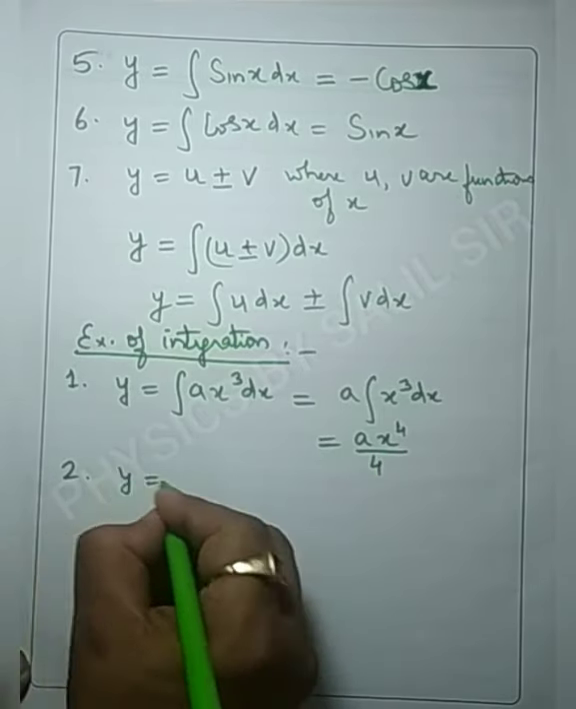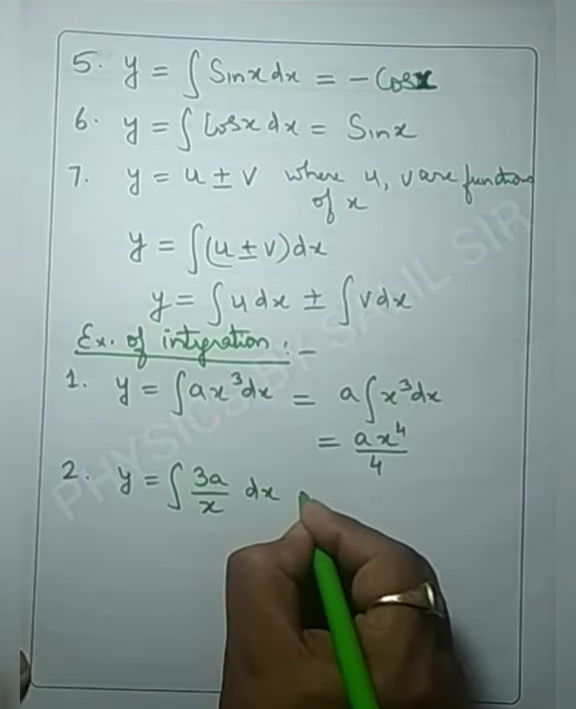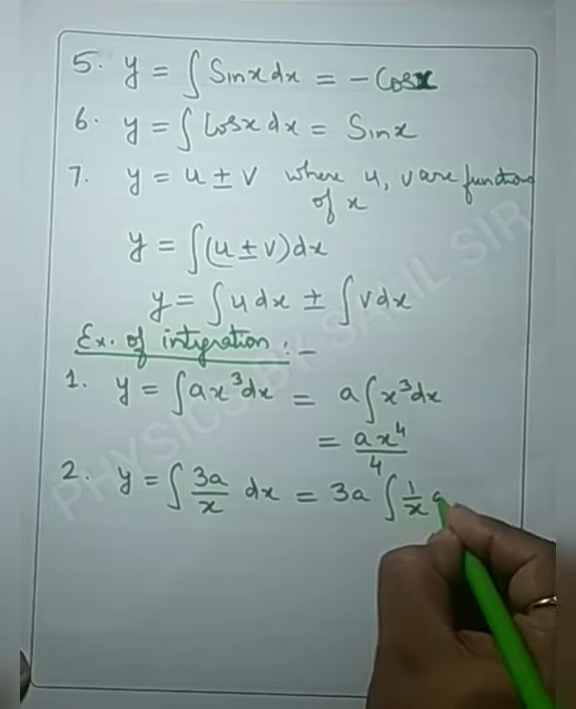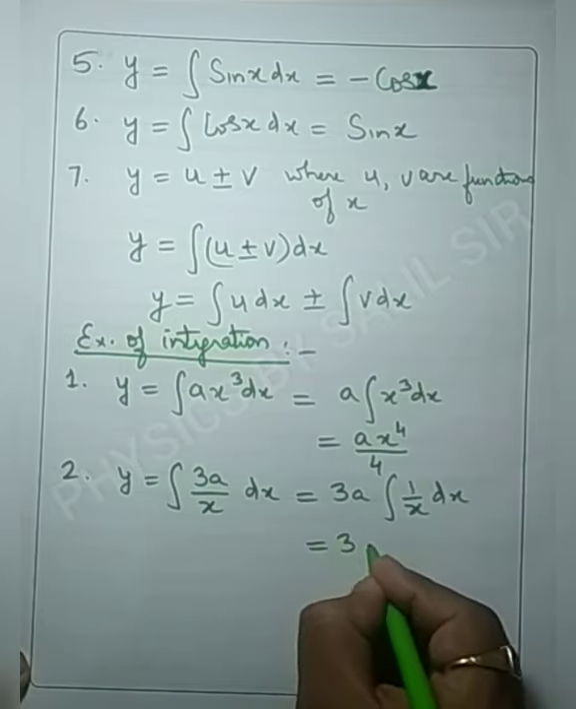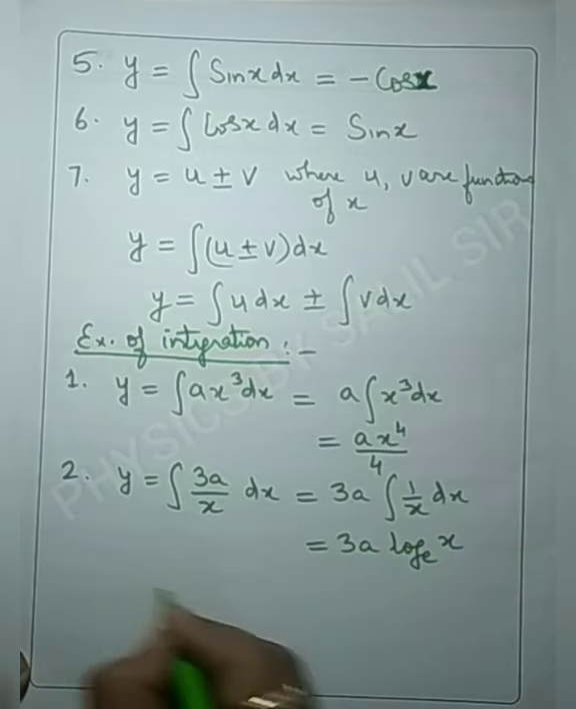Second, y is equal to the integral of 3a upon x dx. 3a will come out of the integration sign, the integral of 1 upon x dx, and we will get 3a log to the base e of x.